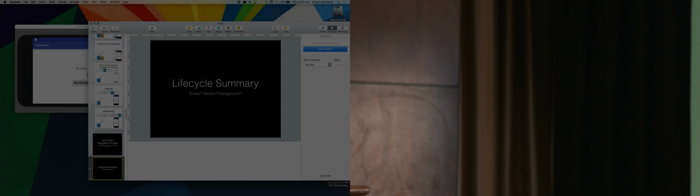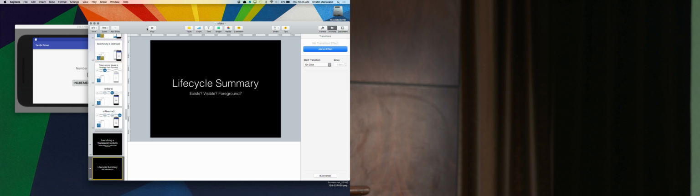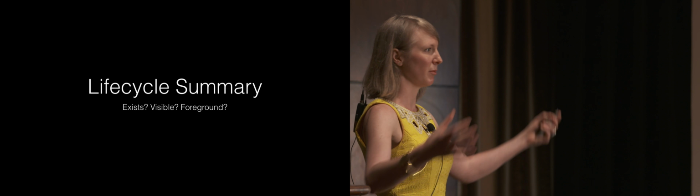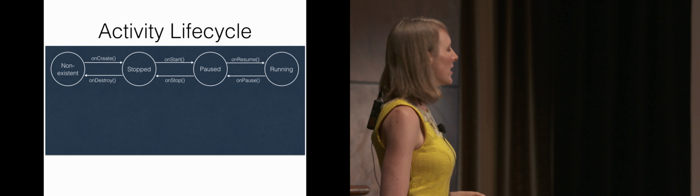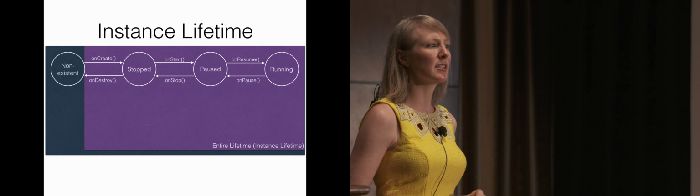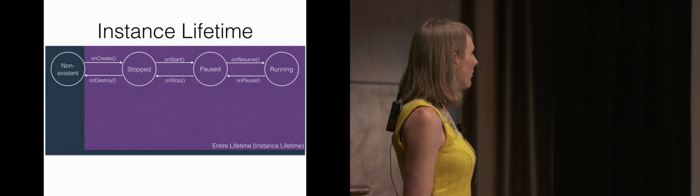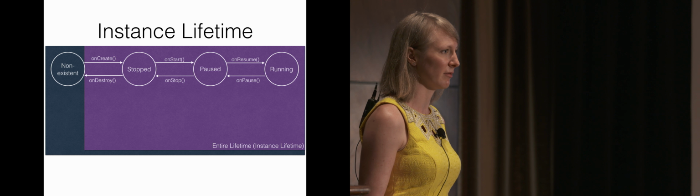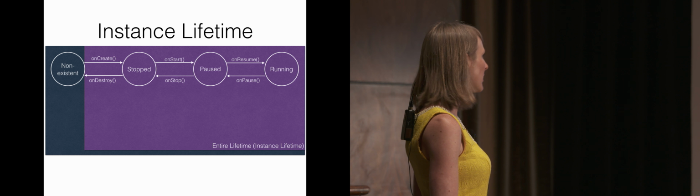So let's summarize for a moment what is going on with this life cycle overall. I like to think of it as three key sub-life cycles. Here's our entire life cycle, but there's this notion of the entire lifetime, or is an instance of my activity alive in memory? That really happens between onCreate and onDestroy and everywhere in between. An instance of your activity is living in memory.